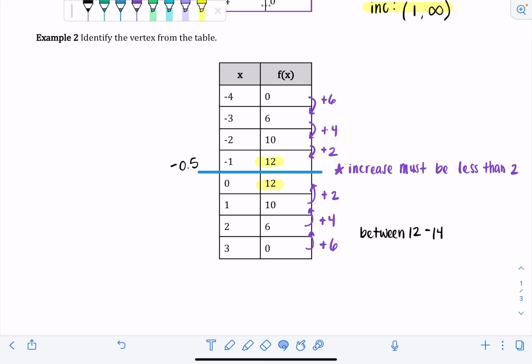I know it's not very satisfying, but sometimes in math you just have to estimate. And based on the information that we have, that is the best that we can estimate. So that's all it is, between 12 and 14. And then I'll write it as a point because it asks for our vertex. So we'll say the negative 0.5, that's not an estimate because it would have to be halfway between 0 and negative 1. So I'm going to say negative 0.5 and then between 12 and 14.